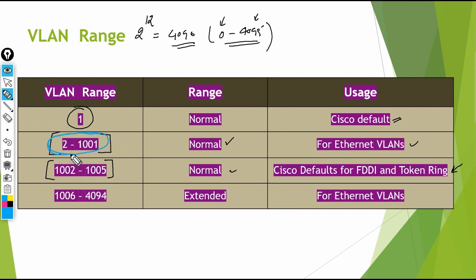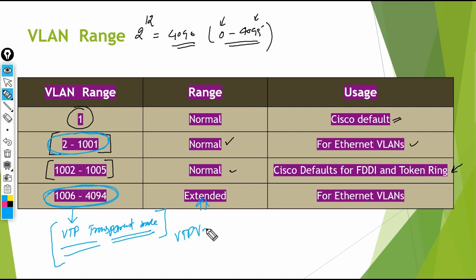Apart from that, we can also create this VLAN range, and this is considered your extended VLAN, extended VLANs, and these we can create only in VTP transparent mode. We will see what VTP is and what VTP transparent mode is. But make sure normally the extended VLAN range can be created in VTP transparent mode of VTP version 2. We will discuss this in our coming lecture.